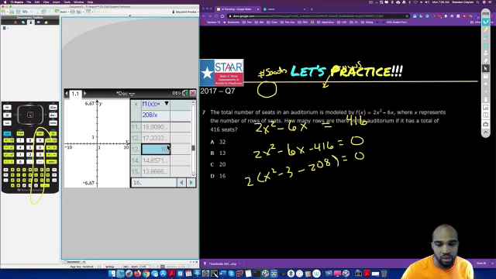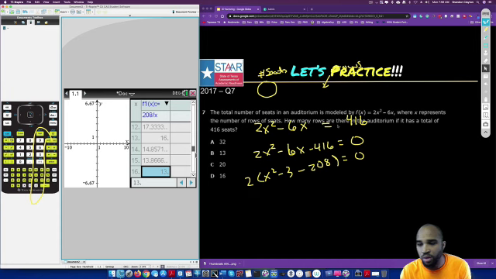13 and 16. So when I already can see 2 answer choices in here, right? That says 13 and 16, but which is it? So if I put in 13 for x, I get a 16. If I put in 16, I get a 13. So how many rows are there in the auditorium if there's a total of 416 seats? We need 416. There's 2 possible answers, 13 or 16.